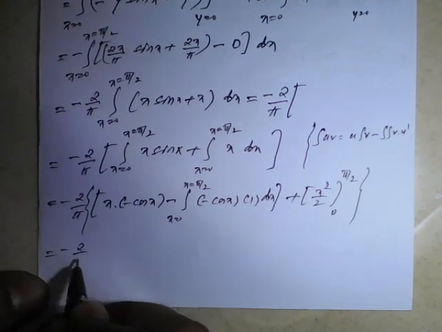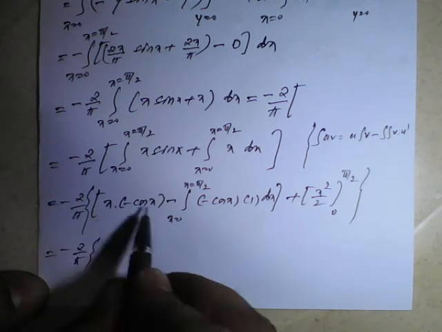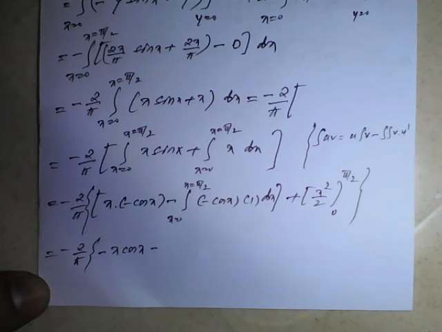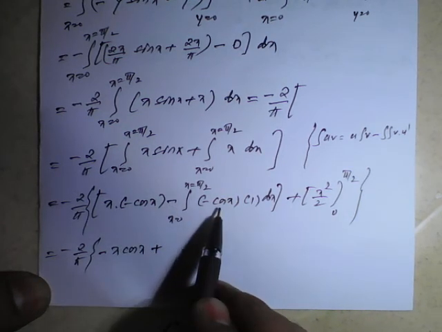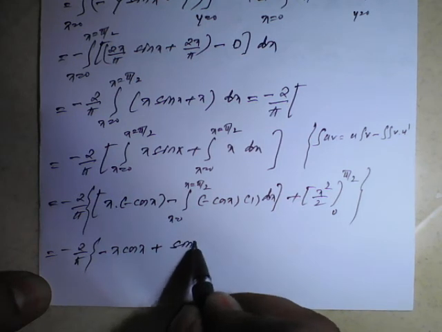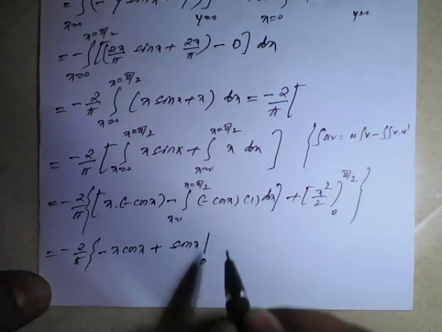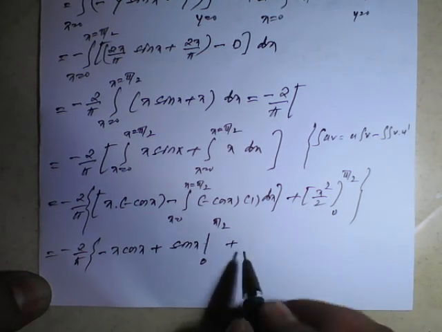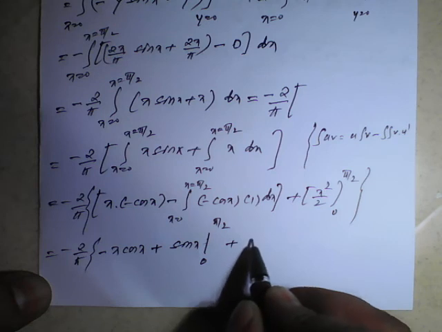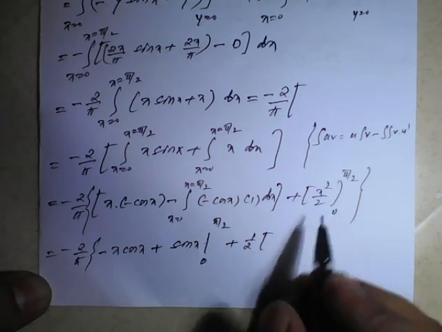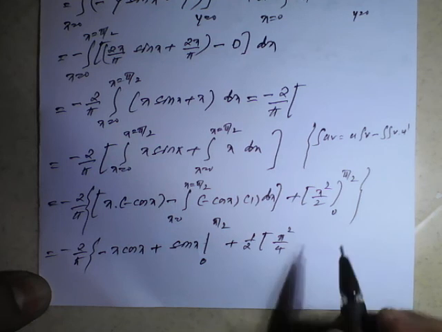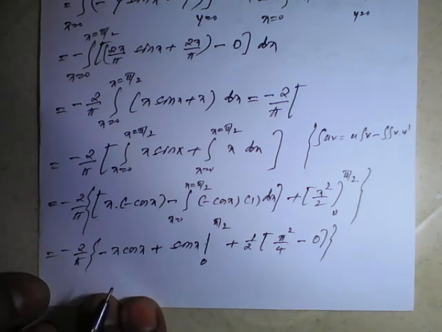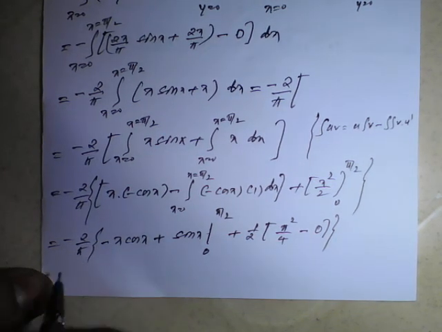So minus 2 upon pi, minus x cos x plus. So integration of cos is sin x, limit from 0 to pi by 2, plus here you need to apply the upper and lower limit. So what happens here, 1 by 2 you keep outside. If you apply the upper limit, it will become pi square by 4, minus the lower limit if you apply 0. So therefore finally we get this result here.